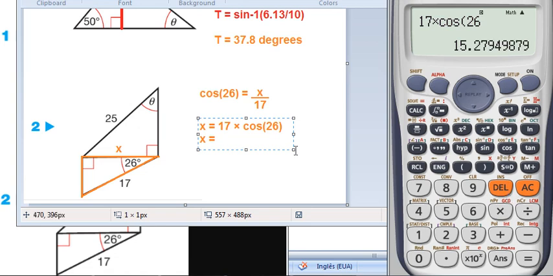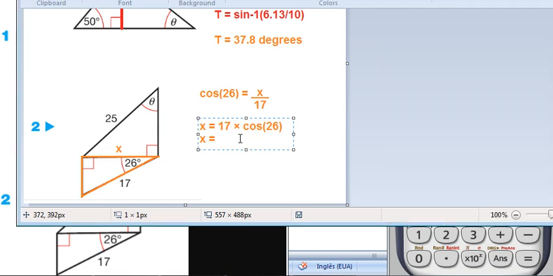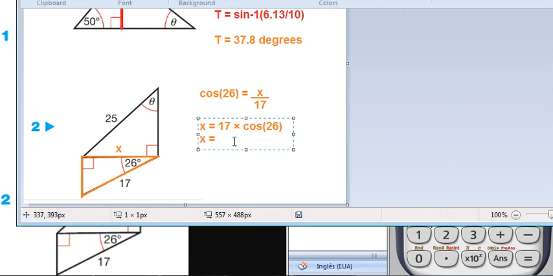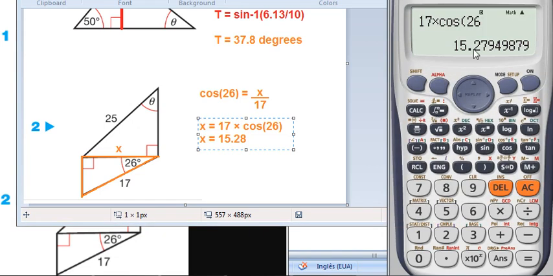This is 15.3. Let's round to 2 decimal places: 15.28. I'm going to carry two decimal places here, 15.28. Alright, now let's go for the final triangle.